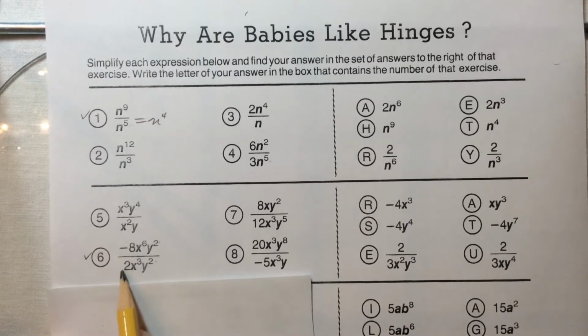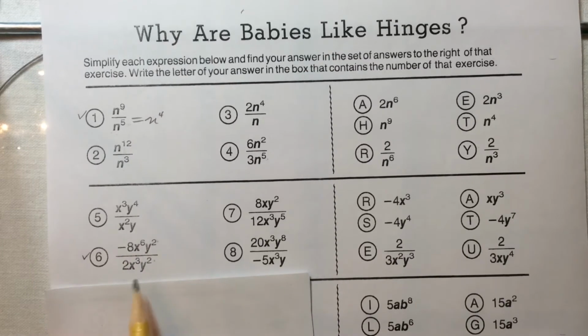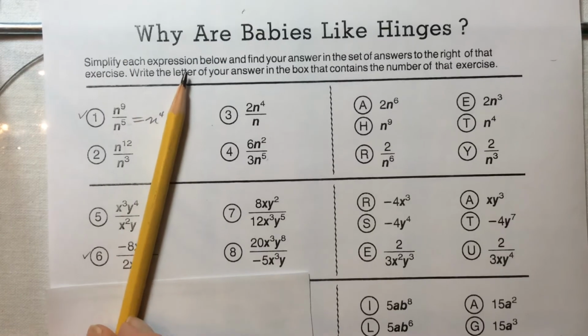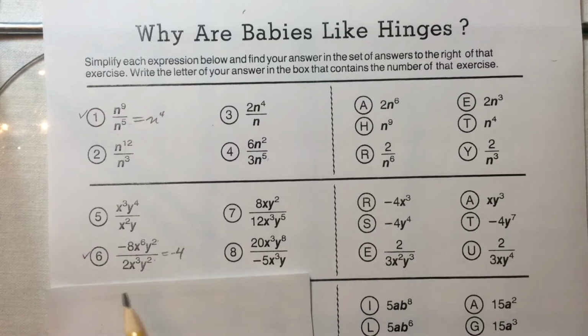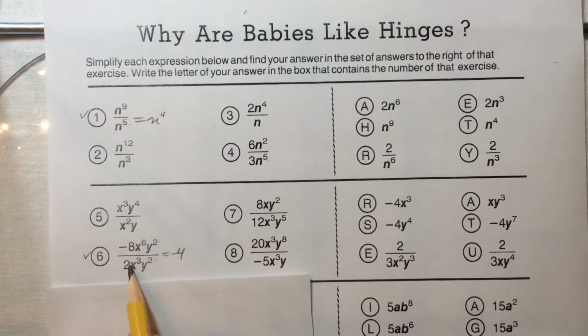do is take a look at the coefficients. So the coefficients you treat just as if you would if there were no variables there. So negative 8 divided by 2 is equal to negative 4. All right, now we need to take a look at the variables.